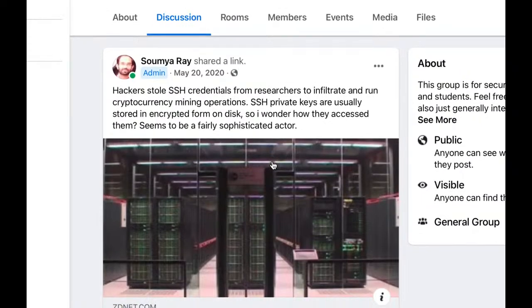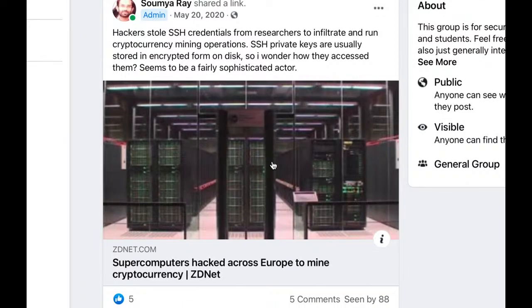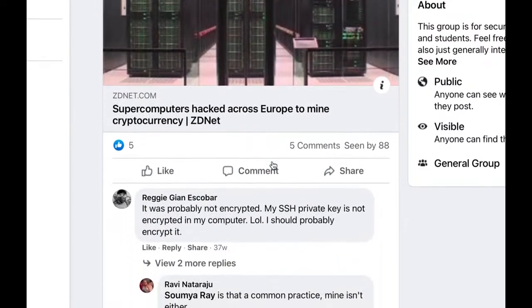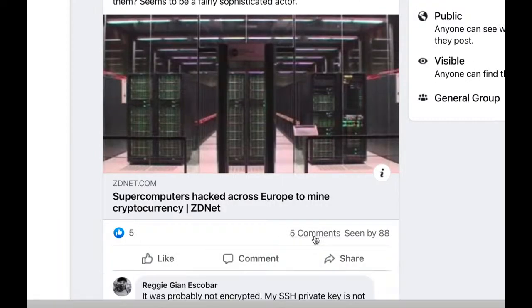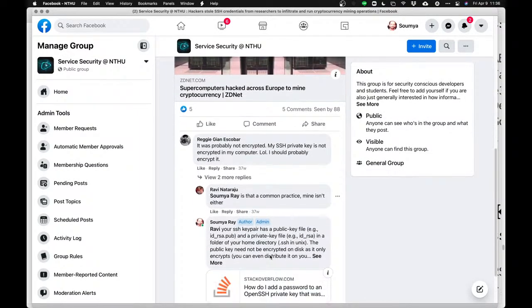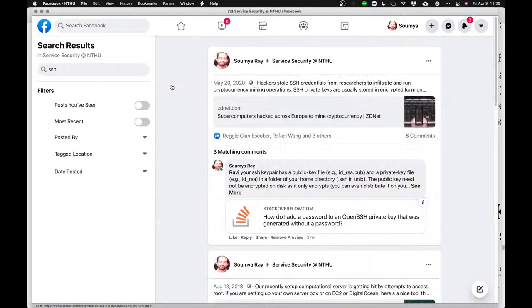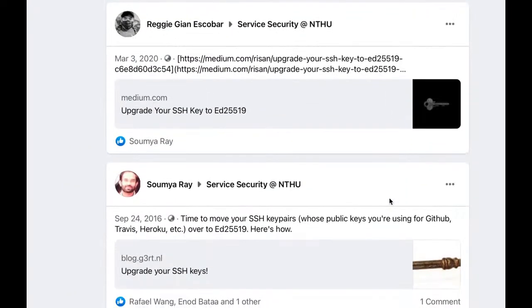There was an issue where SSH keys for a supercomputing facility were stolen by somebody, and guess what they did with it? Bitcoin mining, yes. They used a supercomputing facility to harvest Bitcoins, cryptocurrency. And I posted in here a little story. Let's see if I can find all the comments. Oops, this is the wrong story. Back up. Here we go.